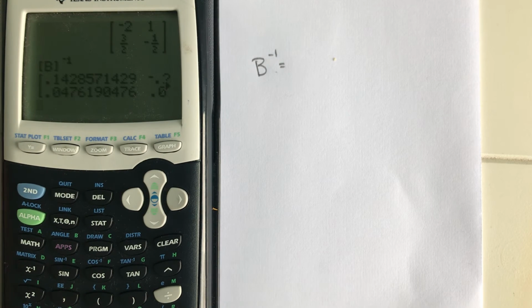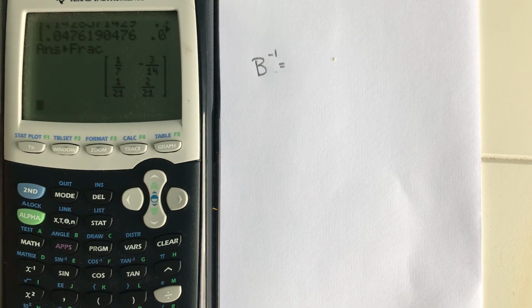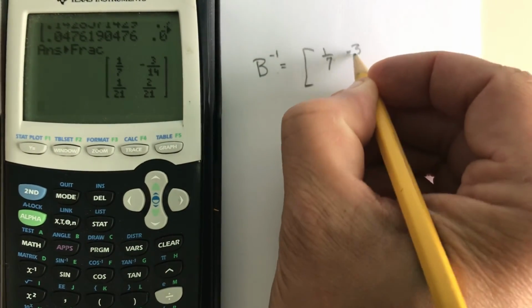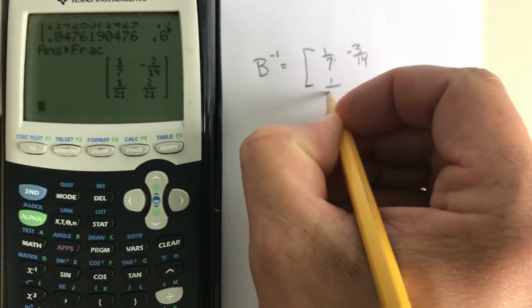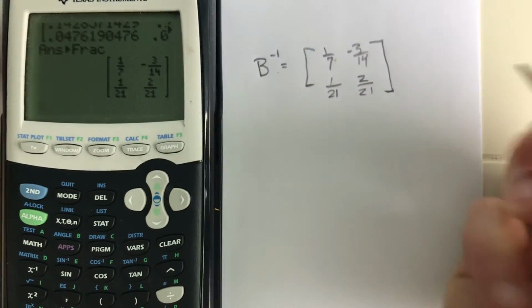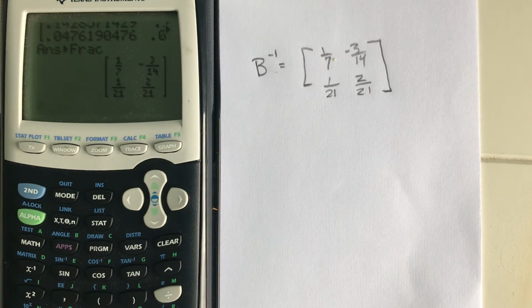Hit enter. All right, so you can see it's a mess. I wonder if I can make those a nice fraction. So I'm going to hit math, change to fraction, and yeah, that's way better. 1/7, negative 3/14, 1 over 21, and 2 over 21. Again, he teaches you the way to do it. It's doable that way. It's really thought intensive, kind of a pain. So I wanted to make this video for you guys so you can move smoother through the material.